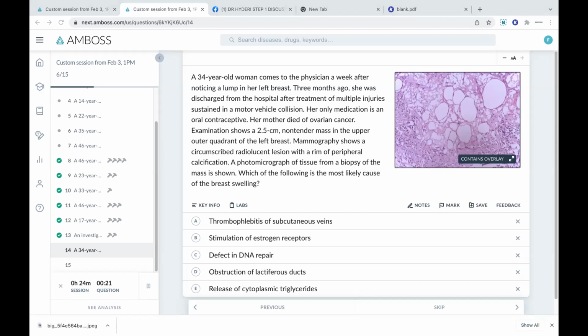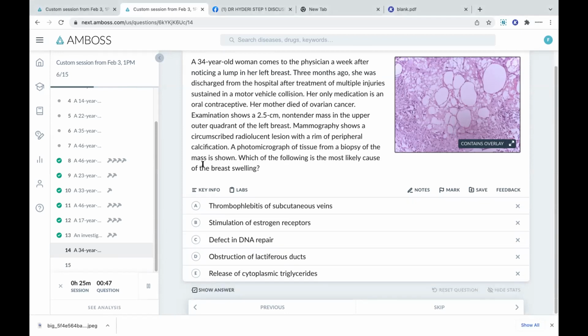Which one of these is the correct one? She has a circumscribed lesion with a rim of peripheral calcification. Look, peripheral calcification is common in which type of disease of the breast? I told you this. Do you remember I said lateral lesions are more common in fat necrosis? Yes or no? Yes. So which one of these is the correct answer? I think this is fat necrosis.